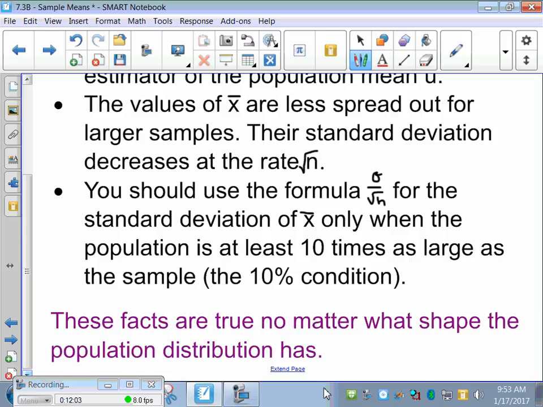These facts are true no matter what shape the population distribution has. We're going to talk about population distributions that are skewed right, skewed left, that kind of thing.